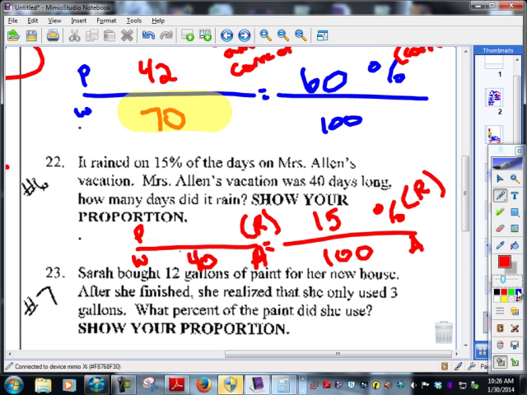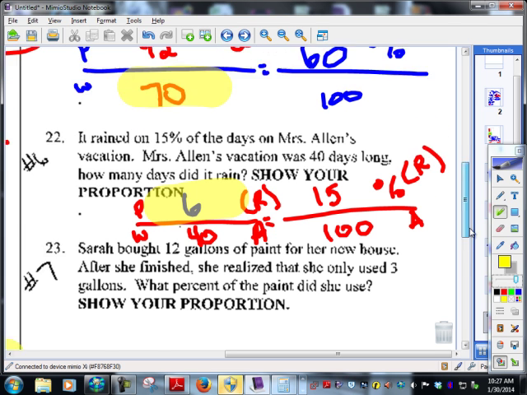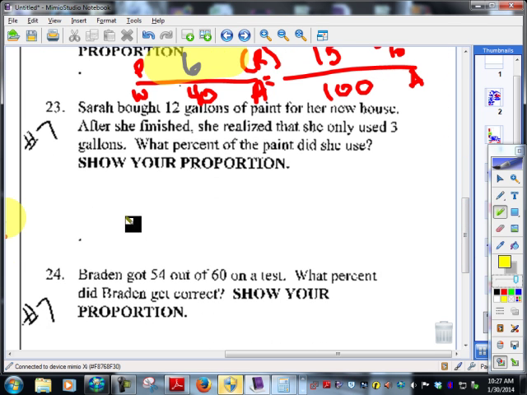We cross multiply and divide. What do I get here? 6. You guys see that? Are we good? We getting this? No? Yeah. Okay. Sarah bought 12 gallons of paint for the new house. After she finished, she realized that she only used 3 gallons.